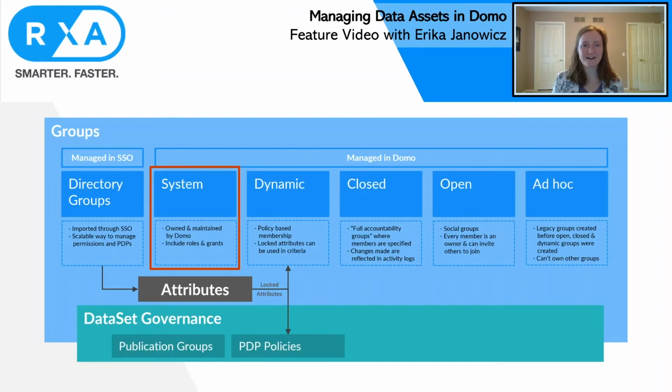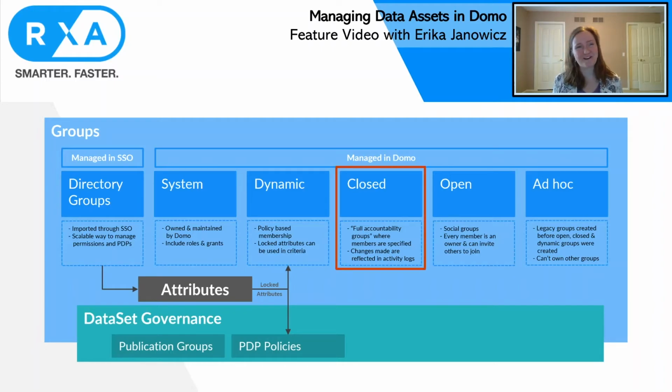I'm going to go back now one step to system groups. System groups are owned and maintained by Domo. They show all the groups in your Domo instance associated with a security role and also the grant. An example of a system group would be the role of an editor, role participant, a grant to use alerts, or a grant to edit cards, and so on. Again, this is owned and maintained by Domo.